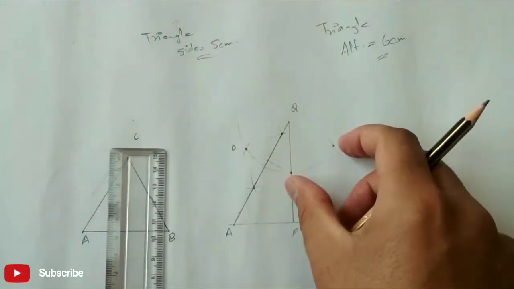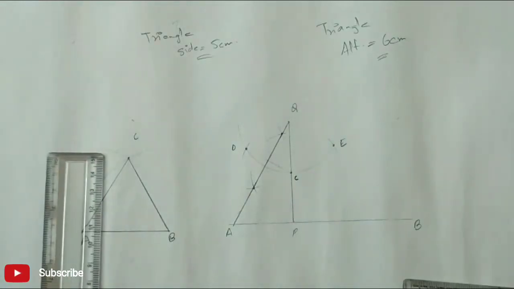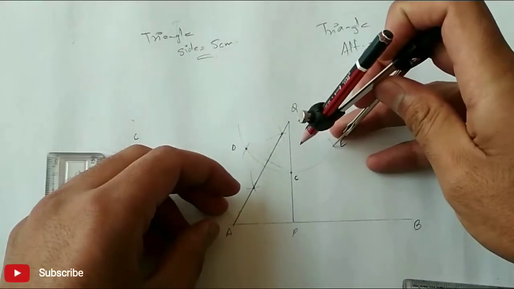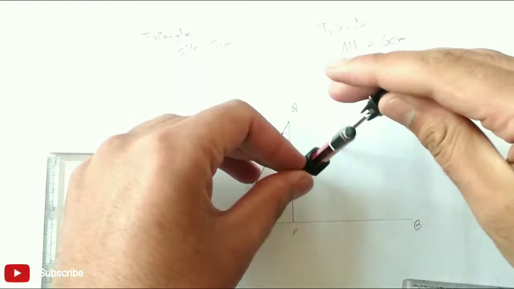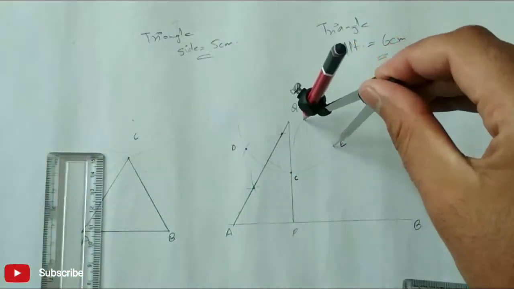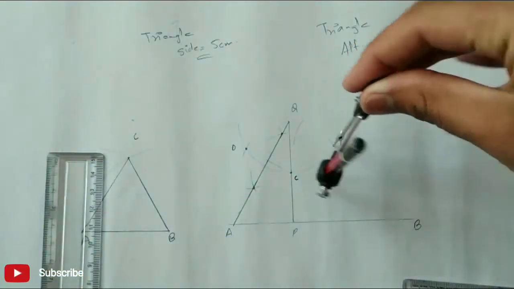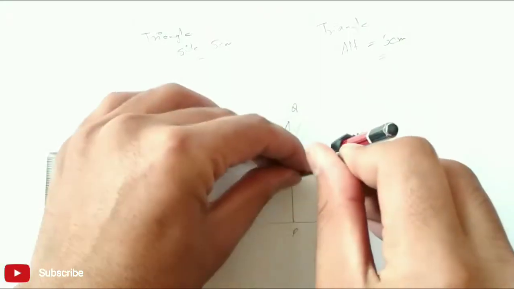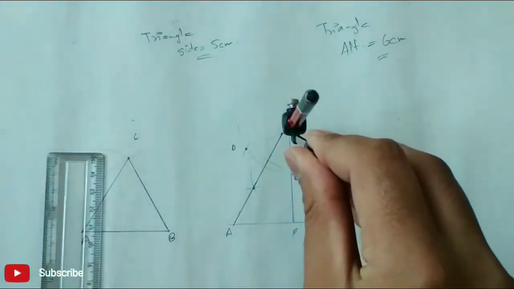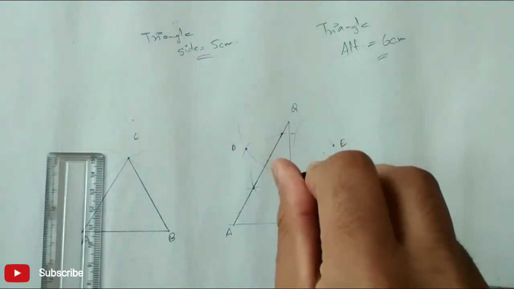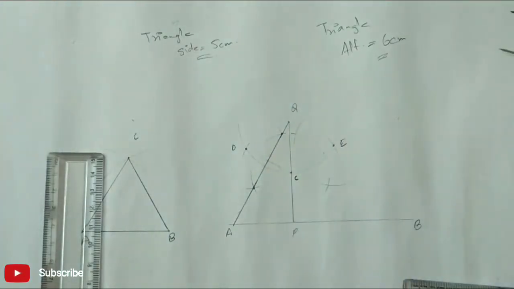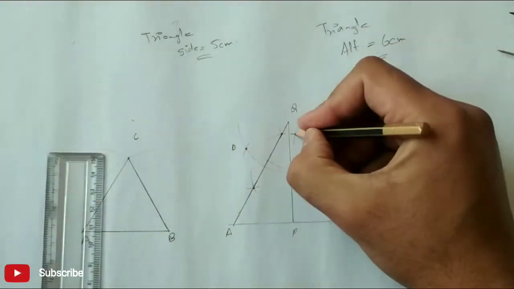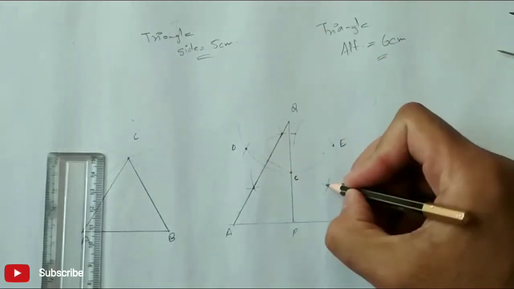Next, I'll repeat the same procedure on this side. This time I won't draw the line, I'll simply take the perpendicular bisector. I'll draw an arc in this direction and in this direction as well. Then I'll switch to point C and draw another arc in this direction and in this direction. These arcs will again intersect each other. I'll mark those points.